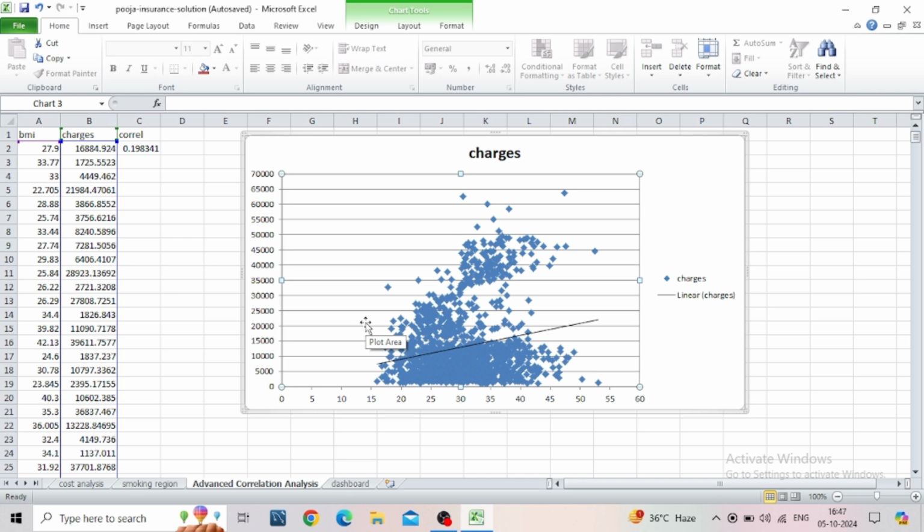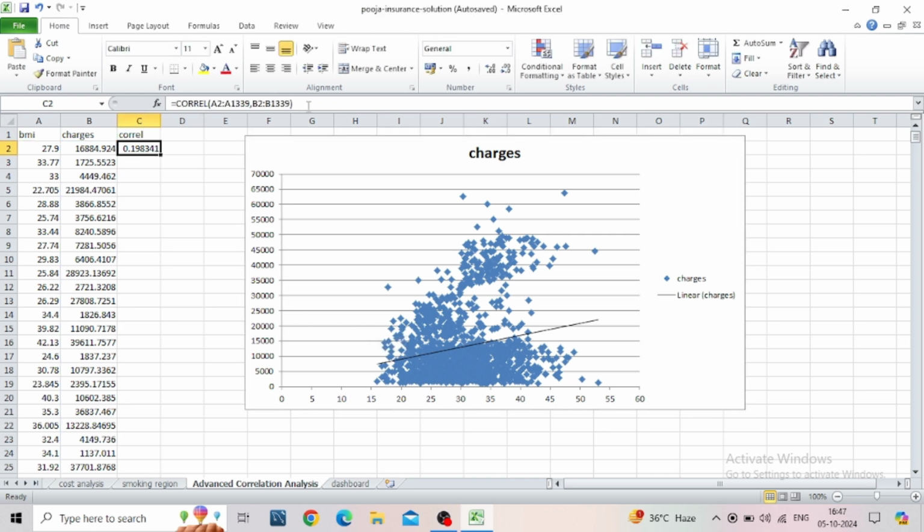To further confirm this, I calculated the correlation coefficient. You can see the formula in the formula bar for calculating this correlation coefficient between these two variables. The result was 0.198341, which is quite close to 0. This indicates a weak relationship, meaning that as BMI increases, medical charges slightly increase, but this relationship is not strong enough to be statistically significant or meaningful.